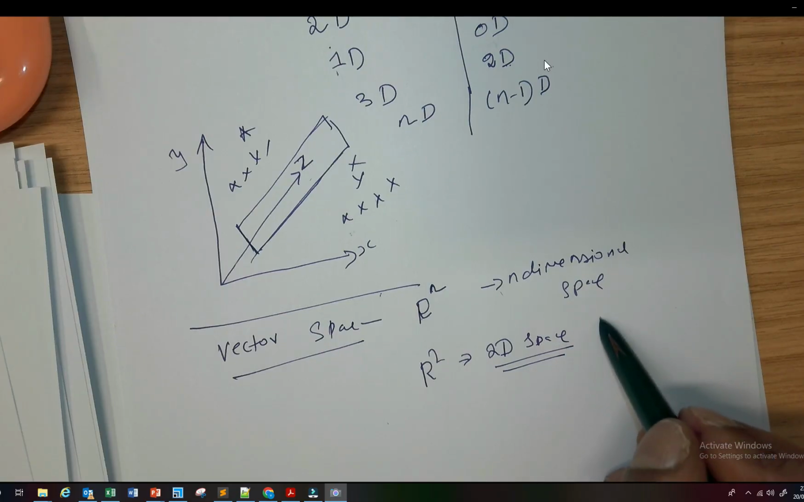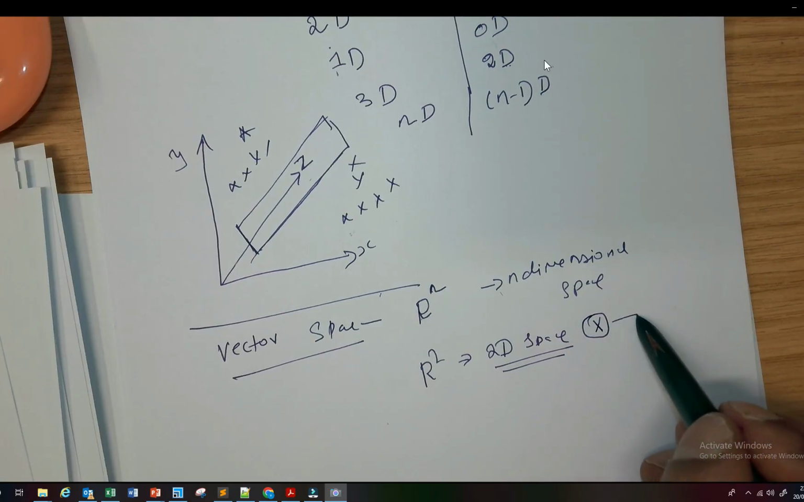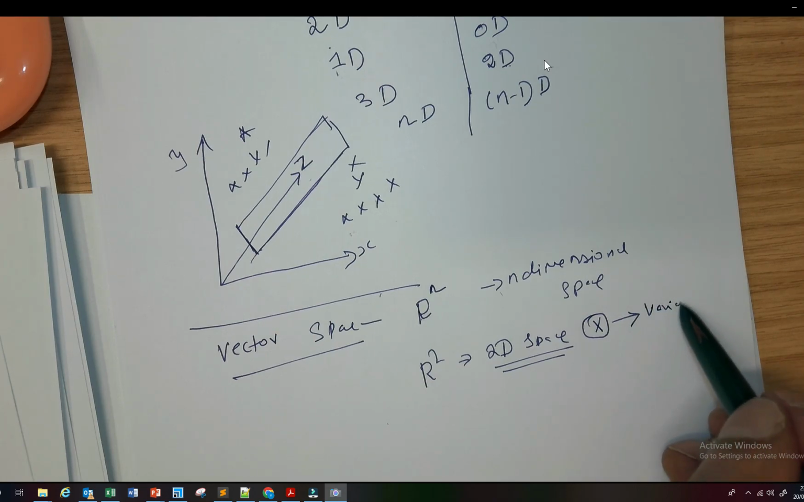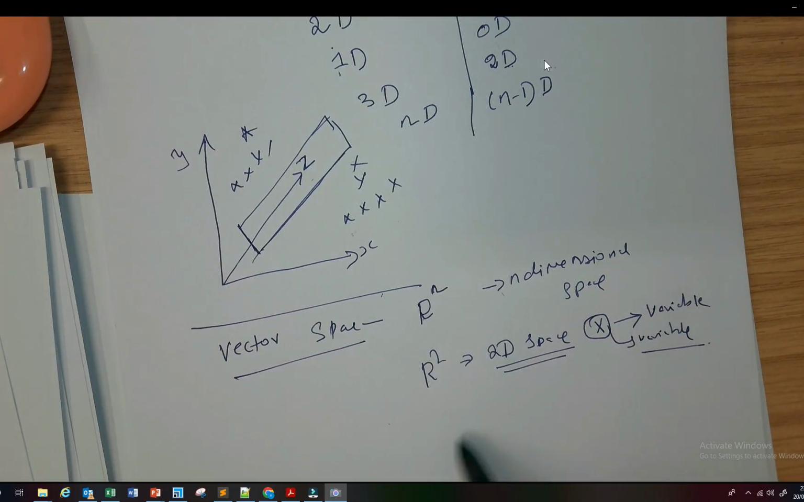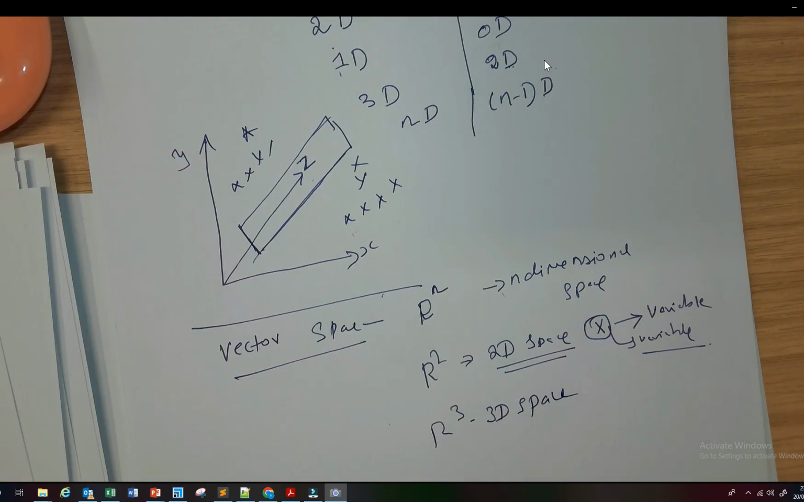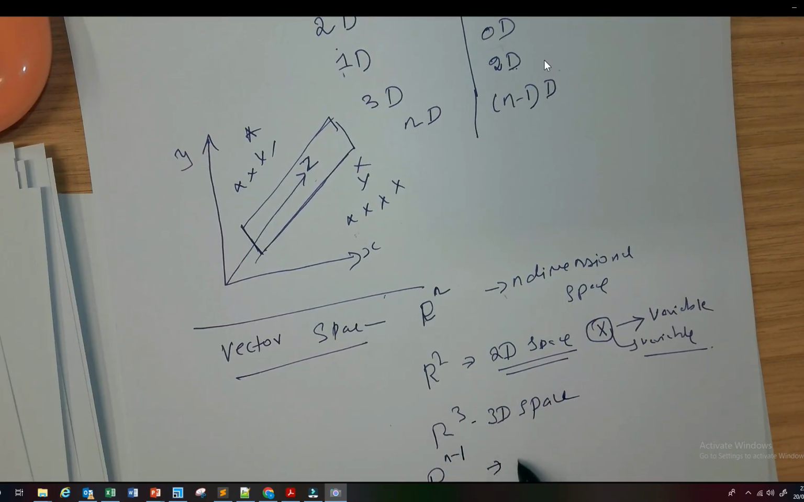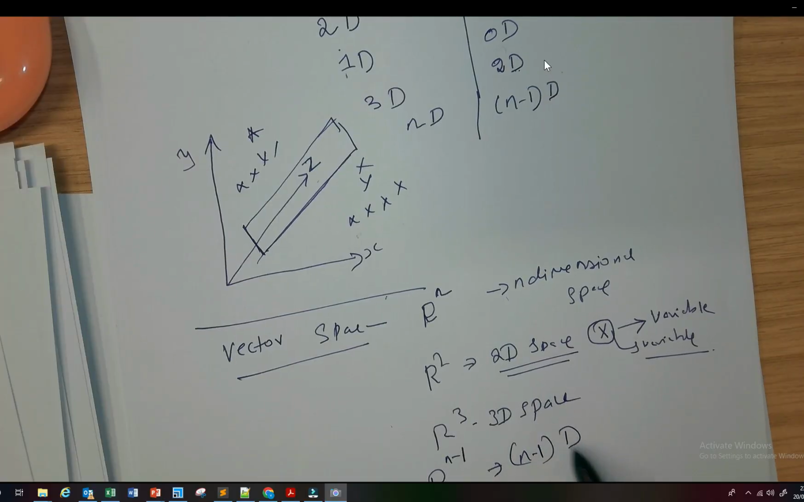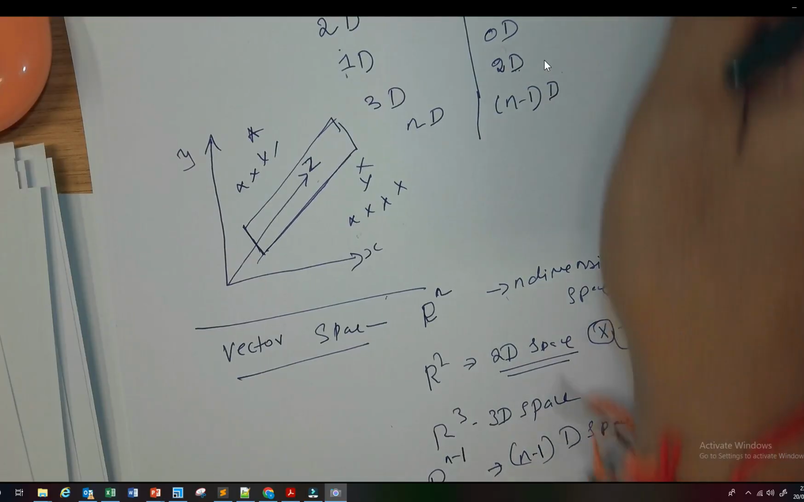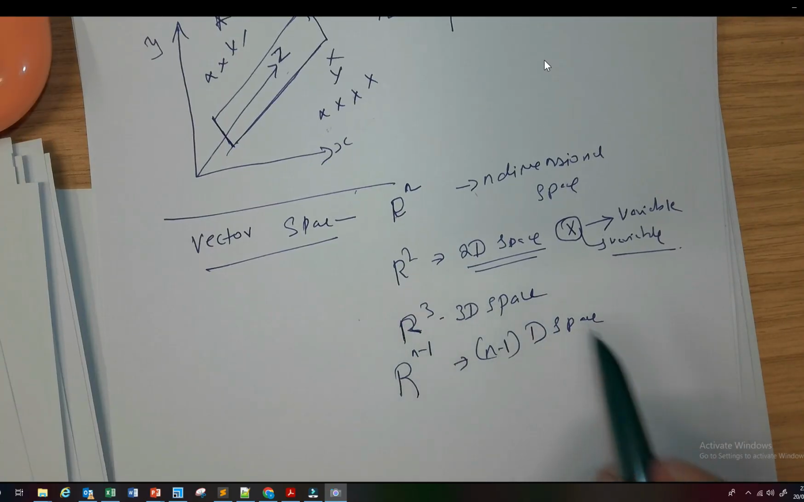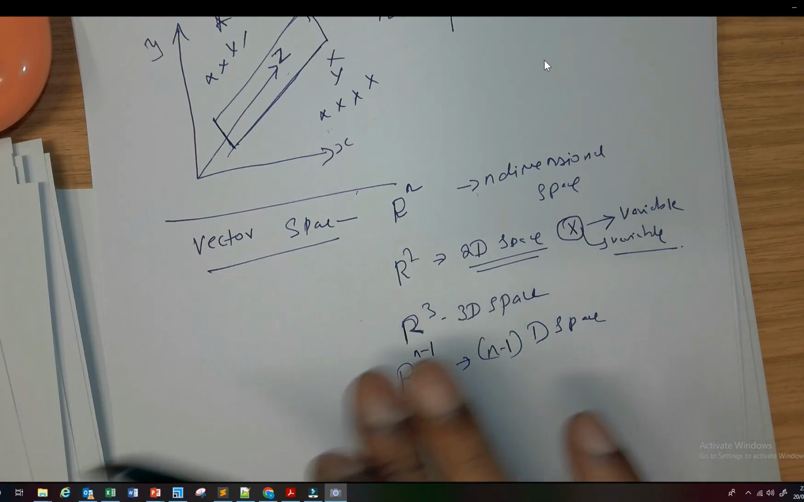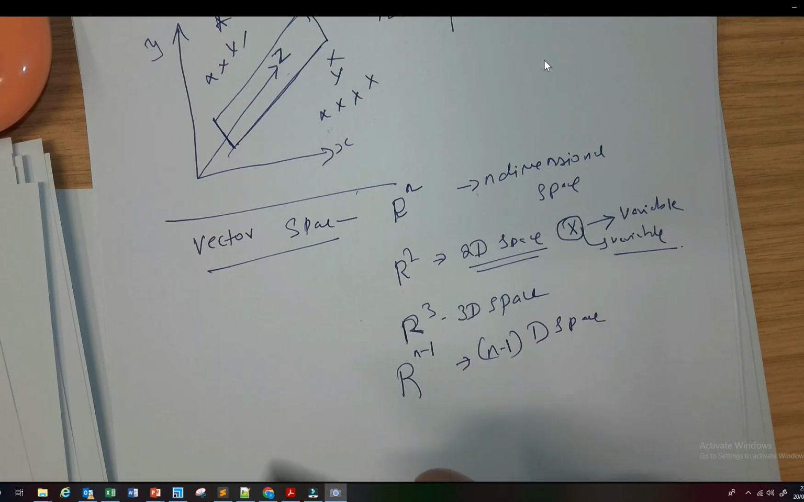each point is represented by two variables, variable 1 and variable 2. If it's R3, that means three-dimensional space. If it's R n minus 1, that means n minus 1 dimensional space. So these are some common notations. We are not entering into mathematics; I'm just introducing the jargon in support vector machines.